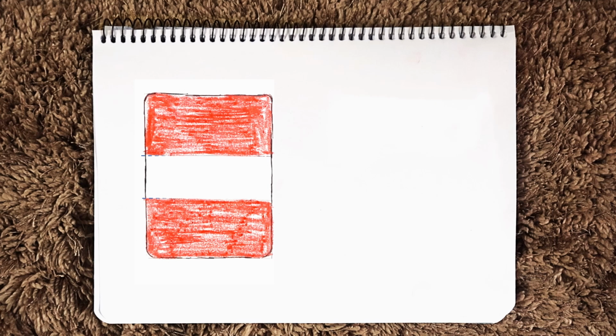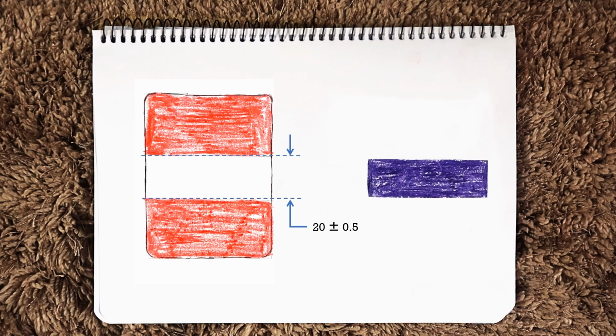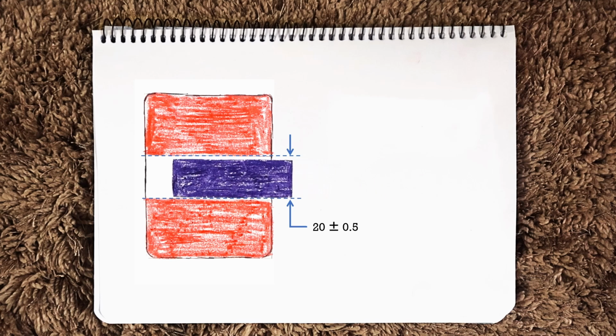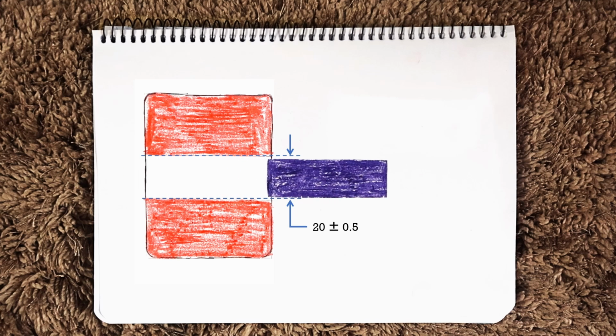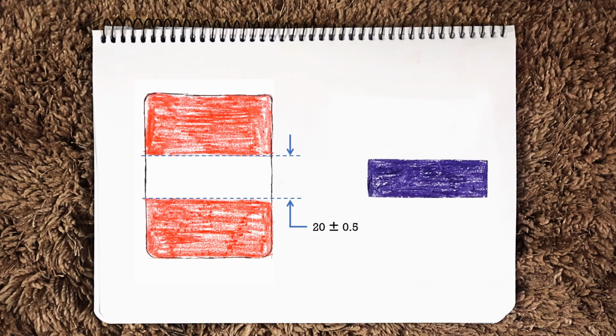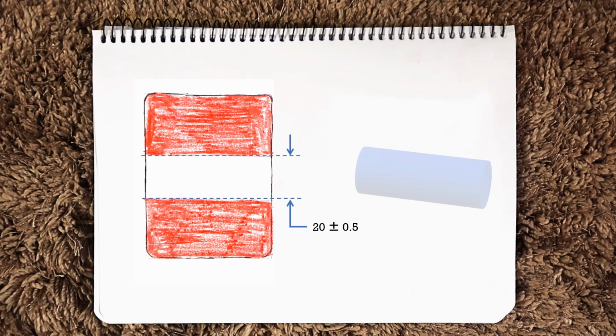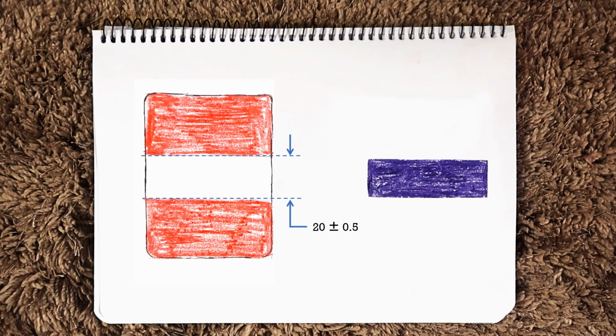So let's say we have a part with a hole of diameter 20 plus minus 0.5 mm. And we have to design a shaft which should pass through this hole in all the conditions. Here these diagrams look like rectangle blocks, 2D blocks, but assume that these are three-dimensional. This is a cylindrical shaft and this is a cylindrical hole. Okay, so the diameter of this hole is 20 plus minus 0.5 mm.